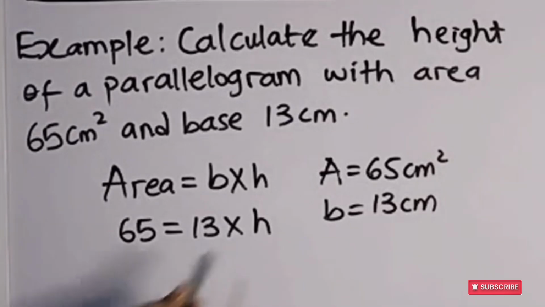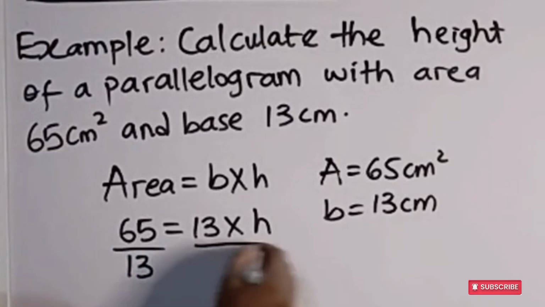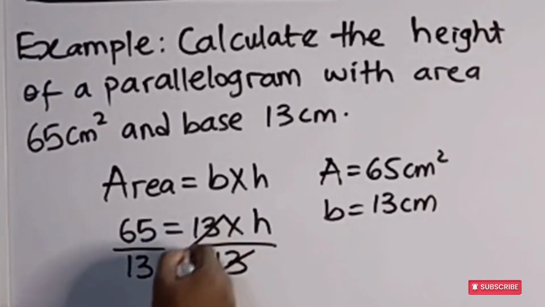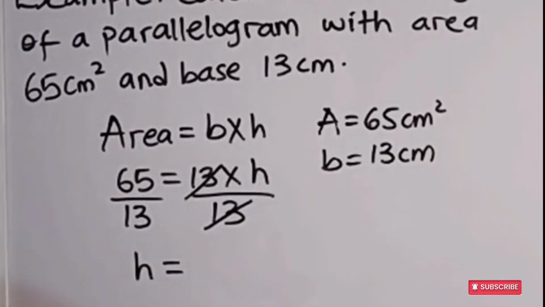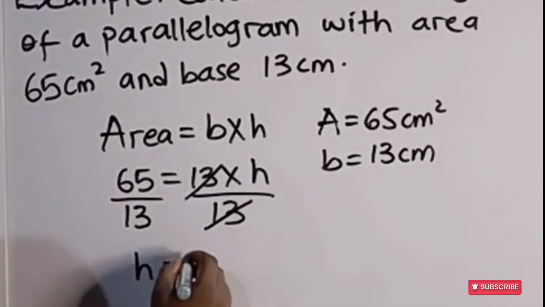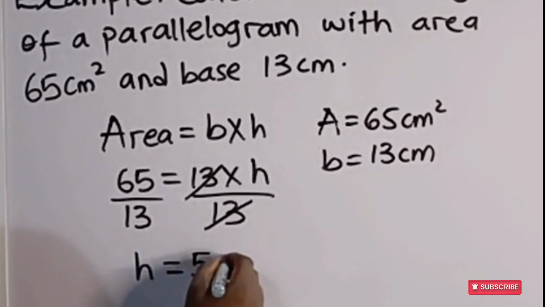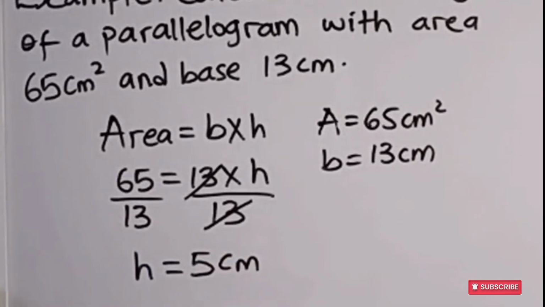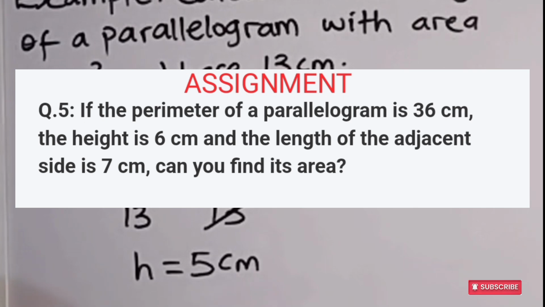To get the value of h, we divide both sides by 13. 13 will cancel out 13 here. H is equal to, what's 65 divided by 13? The height of this parallelogram is 5 centimeters. So it's very easy. We have seen how to calculate area and perimeter of a parallelogram. So let's look at area and perimeter of a trapezium.